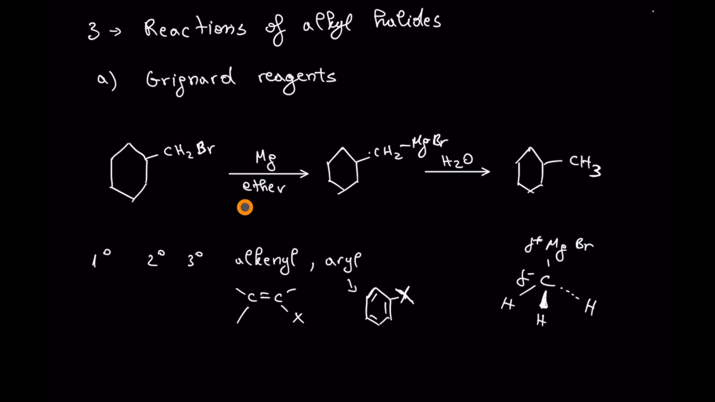Okay, primary, secondary, tertiary alkyl halides, alkenyl halides, I mean the halogen attached to the vinylic carbon, to the double bond, and allylic halides can react with magnesium. Okay, keep this in mind. This is called the Grignard reagent. So from the alkyl halide we can yield, if we want, an alkane.